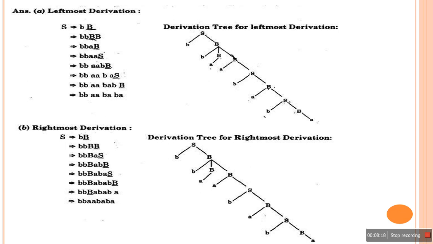So this is the result of the question given in the previous slide. The leftmost derivation, the rightmost derivation. This is the derivation tree for leftmost derivation, and this is the tree for rightmost derivation. The derivation or yield is BBAA, BA. So check this answer with your answer and do more questions on this. It is an important topic from the exam point of view. So do practice on this.